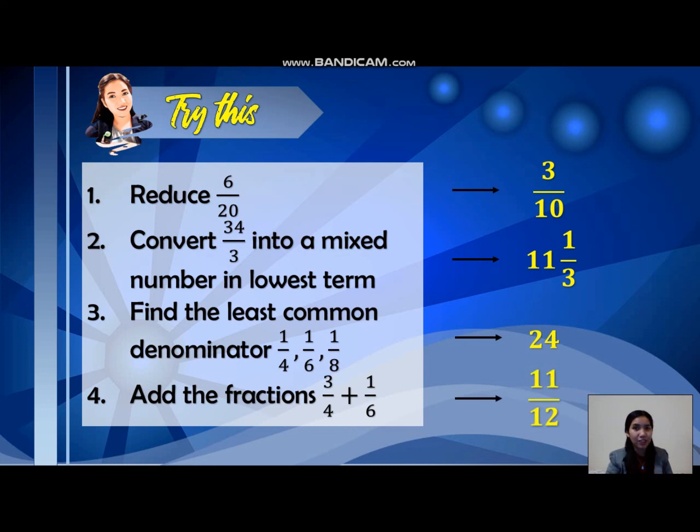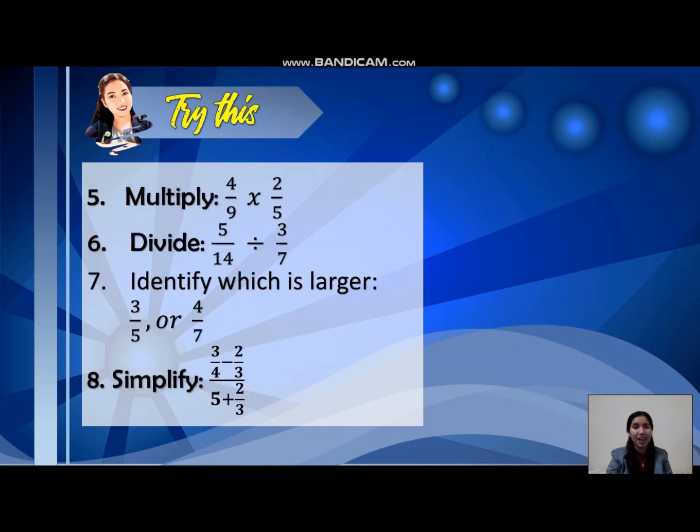Did you get all of this correctly? If yes, great job. Let's now move to the next slide. Again, you may pause the video so you can answer these questions. Item number 5, it is 8 over 45. Number 6, 5/6. Number 7, 3/5. And number 8, 1 over 68. Did you get all of this again?